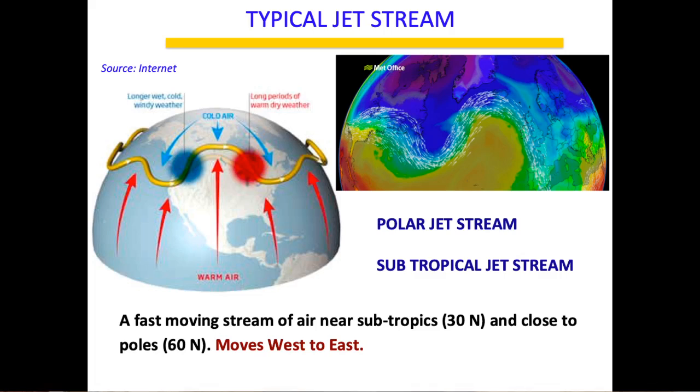So now I hope the process of jet stream formation is very clear: temperature gradient, Coriolis force, and the momentum transfer. All three work together to produce what is known as a jet stream. And this is a typical jet stream that I have shown here. The warm air rises up, cold air comes down, they meet at some point, and that is where a narrow band of fast moving air is created, and it moves from west to east. The two different permanent jet streams are the polar jet stream and the subtropical jet stream.